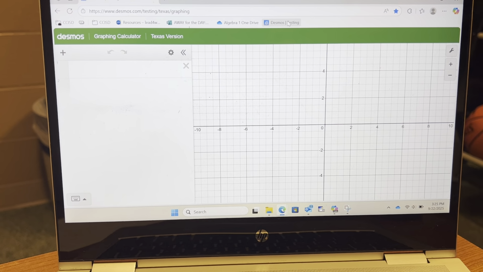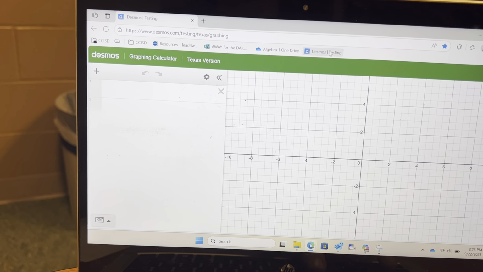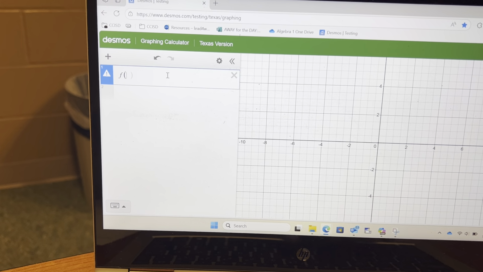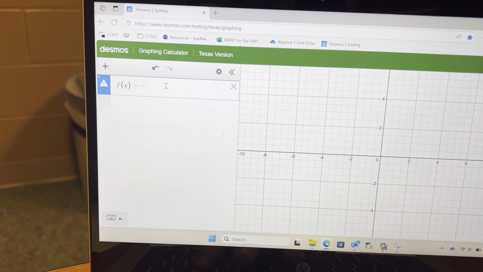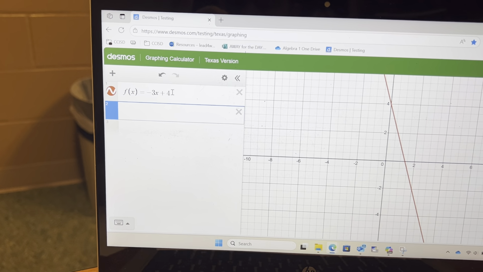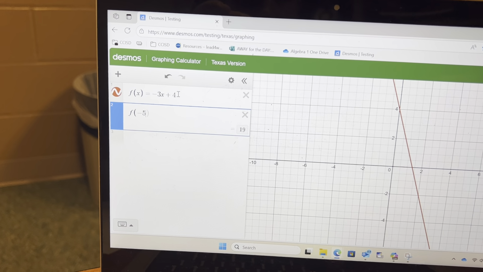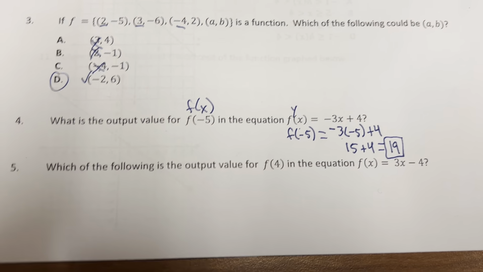And then if I were to go to Desmos, here's my Desmos right here. In order to do this one, I'm going to put it in just as it is. And so I've got f of x is equal to, and this is negative 3x plus 4. And so there's my function. And then we're finding f of negative 5. So I'm going to put in f of negative 5. And it tells me the answer is 19, which is what we got algebraically as well. So either way you do it, you're going to get the same answer.